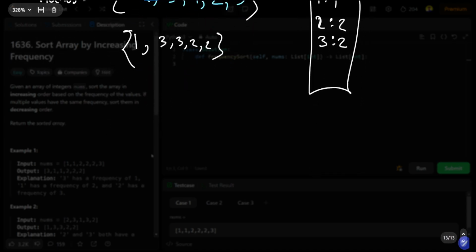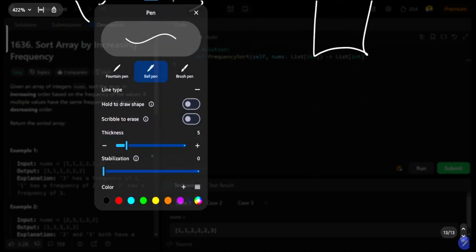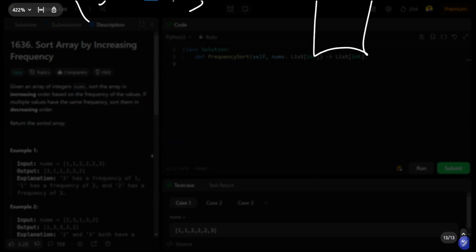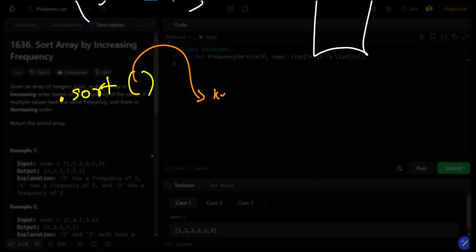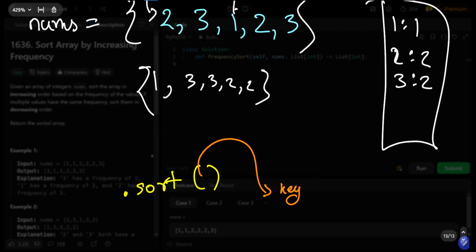Now one more thing: if I use any sorting function, suppose a sort function like dot sort in most of the languages, this sort function has one thing called key, on what basis you need to do the sorting. By default it takes two parameters, this element and this element, does the comparison, and does the swapping in the array itself, in place.